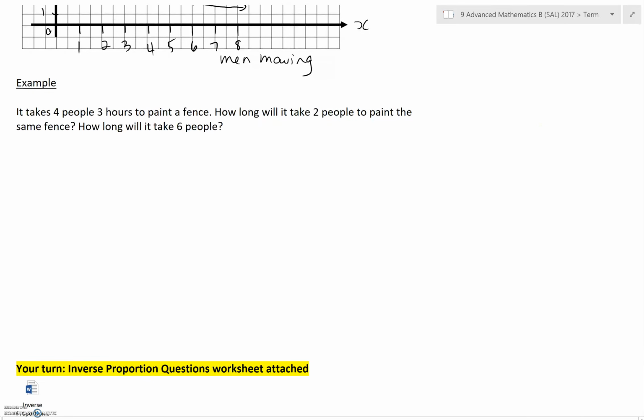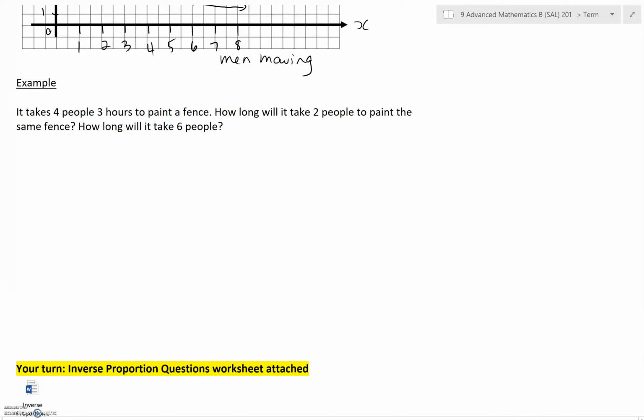So it takes 4 people 3 hours to paint a fence. How long will it take 2 people to paint the same fence? How long will it take 6 people? So we're going to use a bit of algebra here. Algebra is still part of what we're doing. It's part of our linear graph and our coordinate geometry. It's all part of the same thing, so we can use that here. But I need to define it now.